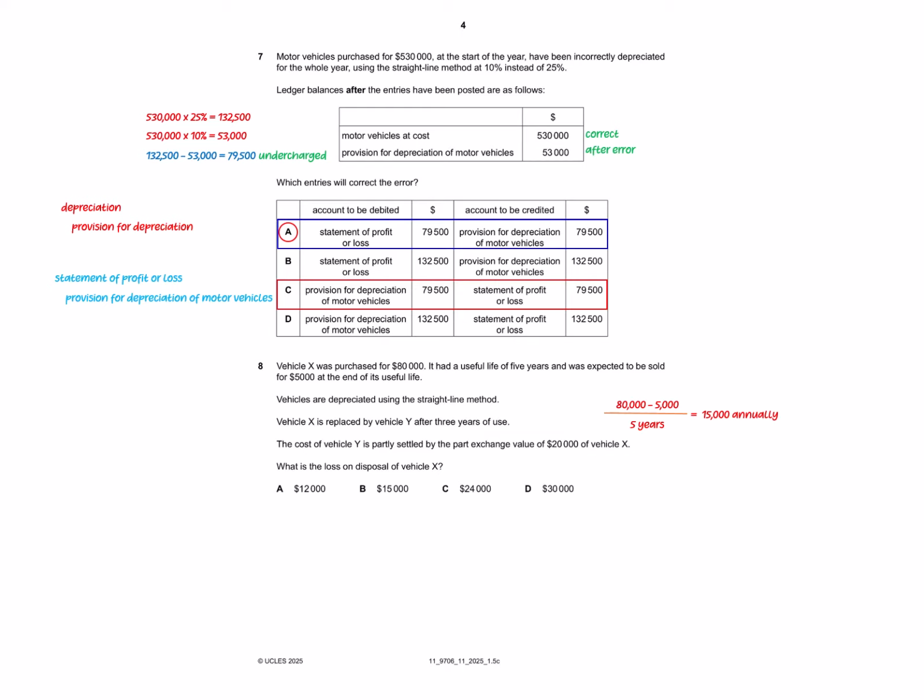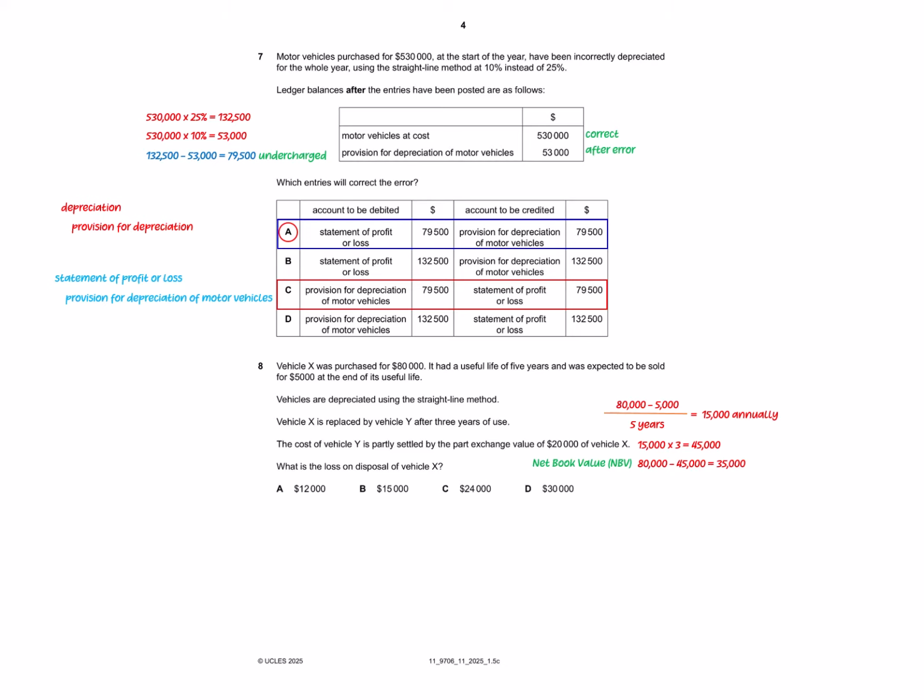Then it is written vehicle X is replaced by vehicle Y after 3 years of use. Since vehicle X has been replaced, we calculate its net book value after 3 years of use. Its depreciation for 3 years comes to 45,000. Now subtract this depreciation of 45,000 from its purchase price of 80,000. The net book value comes to 35,000. This means that at the time of replacement, its value should be considered as 35,000.